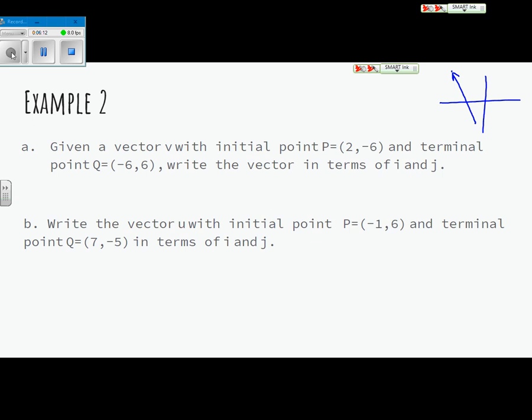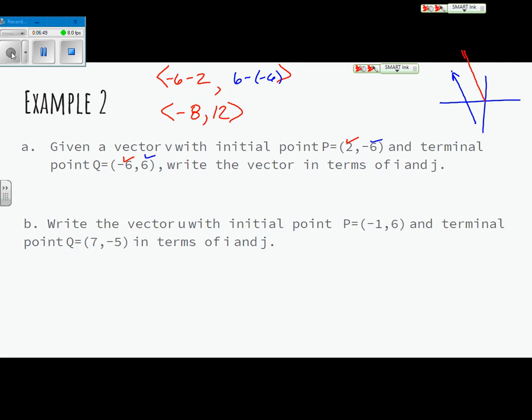I'm going to be a little bit different than the book on this because I think it's going to be easiest if I go ahead and write that vector in the component form with the pointed brackets. And remember, to do that, I'm going to do terminal minus initial. Terminal minus initial of my x values, which will be negative 6 minus 2. And I'm going to do terminal minus initial of my y values, which will be 6 minus a negative 6. And so this is going to give me the vector negative 8, 12. And so that's what this would be in component form.